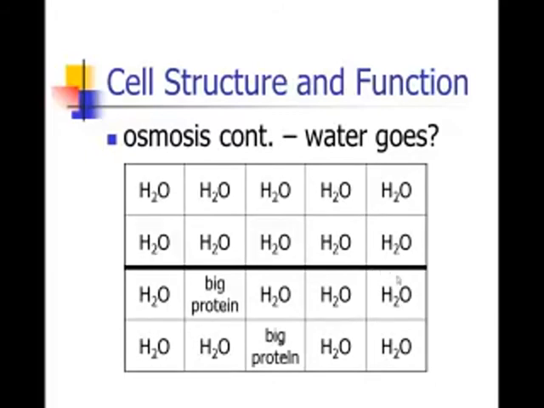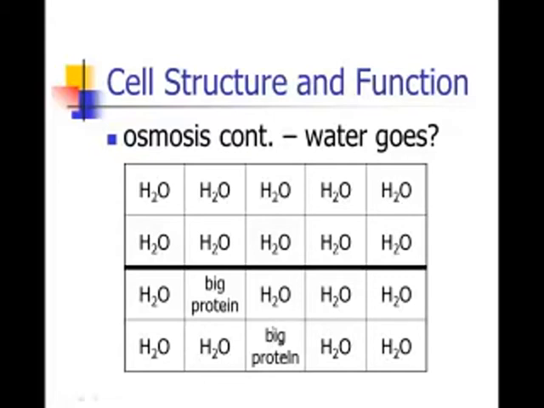So let's look at this diagram that I brought in here. On this side of the membrane, it's all water molecules, right? That's all there is. So it's got a high concentration. On this side of the membrane, there's not as much water because we have some big protein molecules. So which way would you expect the water to go, from top to bottom or bottom to top?